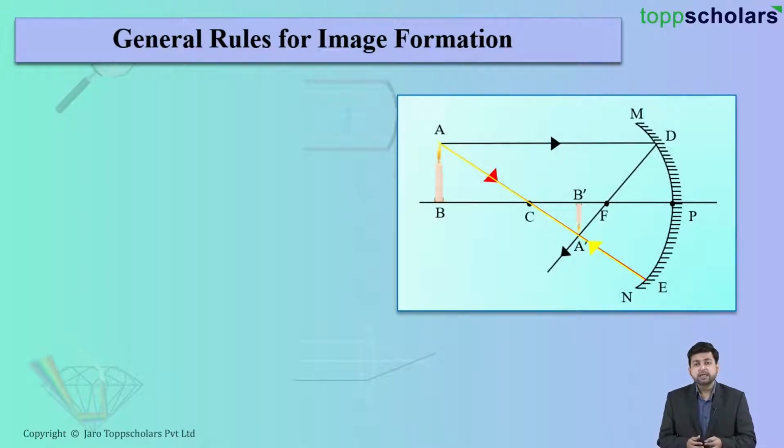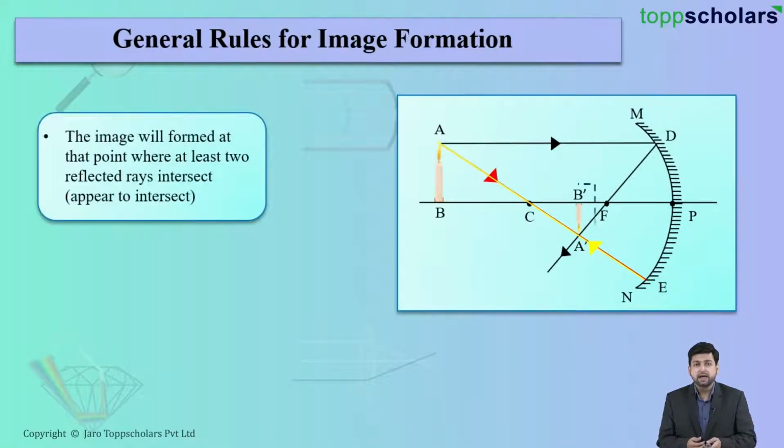Now if you consider the image formation in this particular spherical mirror, the image will be formed at a point A dash B dash. Now you must be thinking, sir, how is the image formed at A dash B dash? So basically there are certain rules to be followed while forming the image.